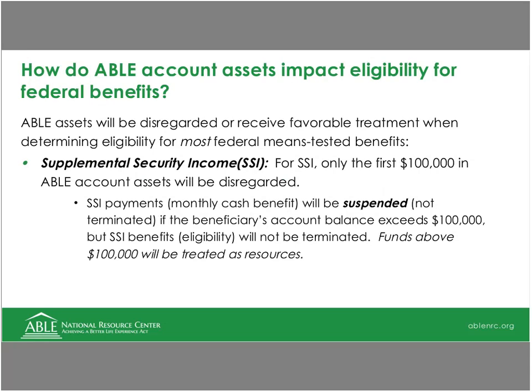So what that means is that once an ABLE account owner's account exceeds $100,000, and if they're on SSI, receiving that cash benefit, that monthly cash benefit provided through supplemental security income will be suspended once the account goes over $100,000 until such time as the account falls back below $100,000. So that's something to take into consideration.